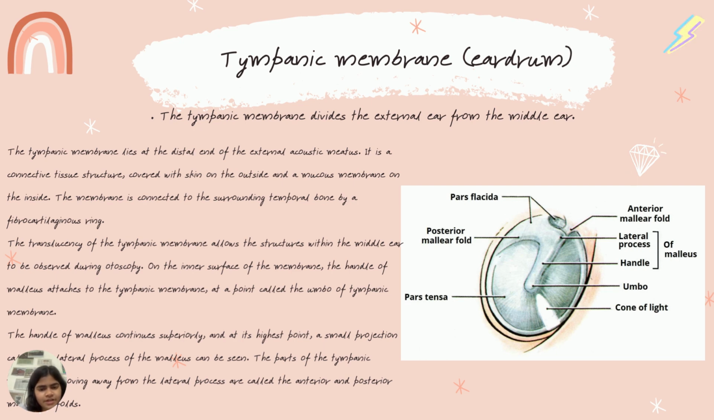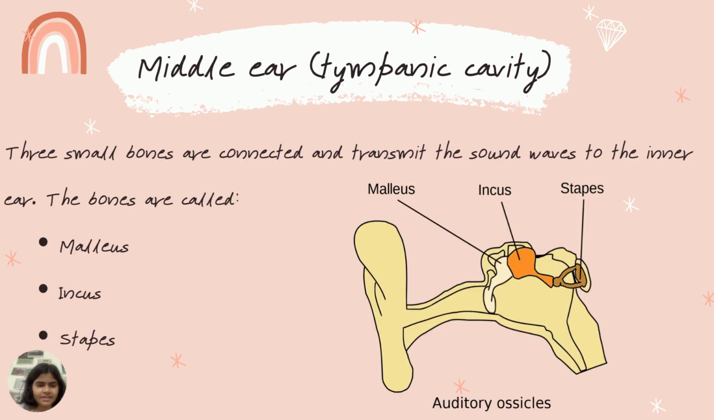Now the other part is the tympanic membrane, the eardrum. This is how the eardrum looks. The tympanic membrane lies at the distal end of the external acoustic meatus. It is a connective tissue structure covered with skin on the outside and mucous membrane on the inside. And then we have the middle ear.